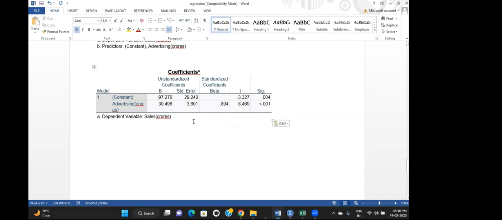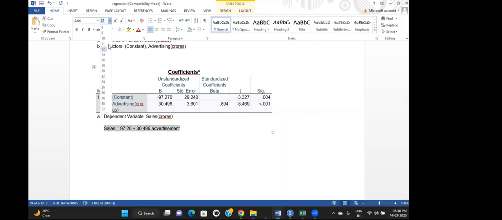So if you want to make the equation, how will you make the equation from this? Equation will be sales is equal to 97.26 plus 30.496 of advertisement. So this is the equation that we will get from here. So this is how this regression is to be explained.